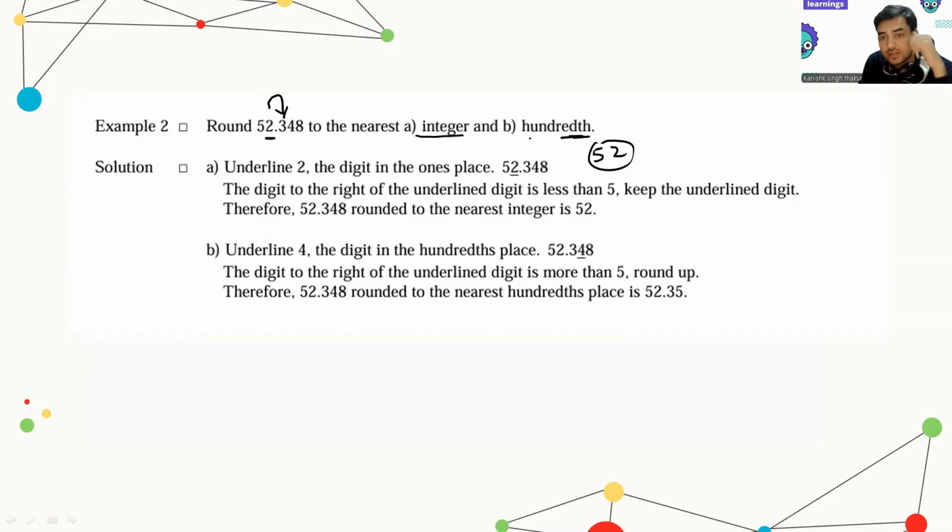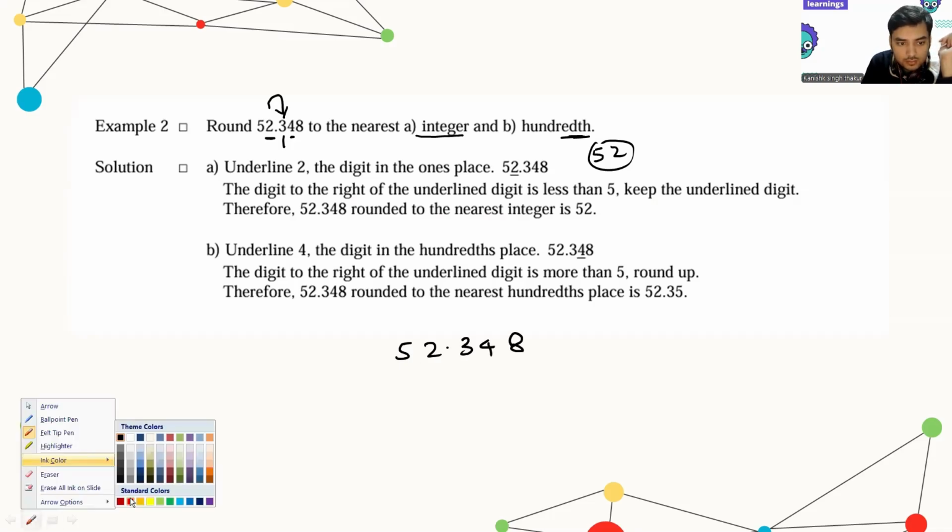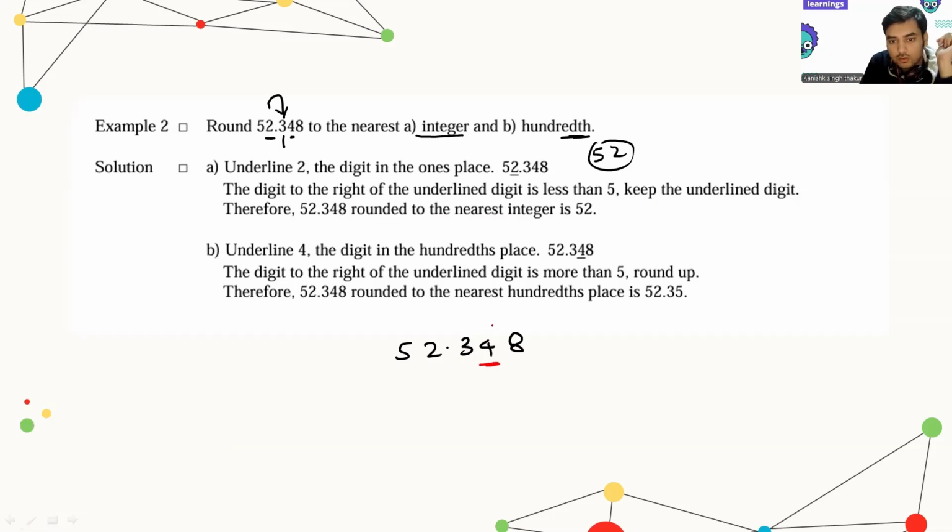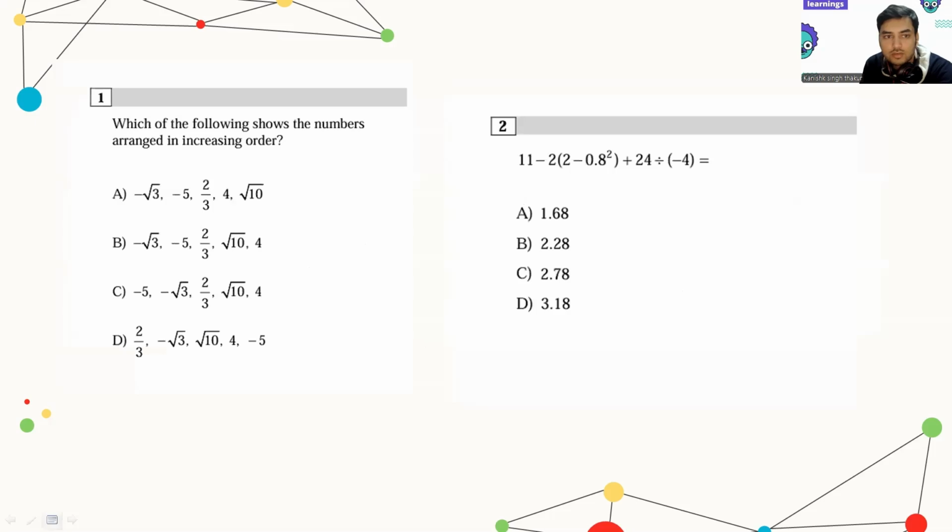Okay. Now the hundredth. Remember, tenth is different, hundredth is different. This is the tenth. This is the hundredth. So 52.348, this is the hundredth, so this is 4. I'll look on the right hand side also. Yes, it is more than 5, so this is rounded up to 5. So this will become 52.35. That's it.